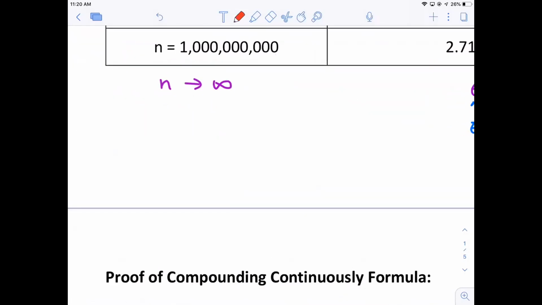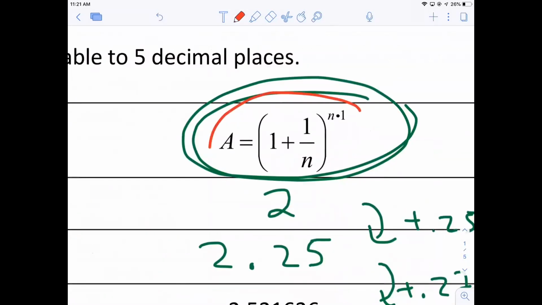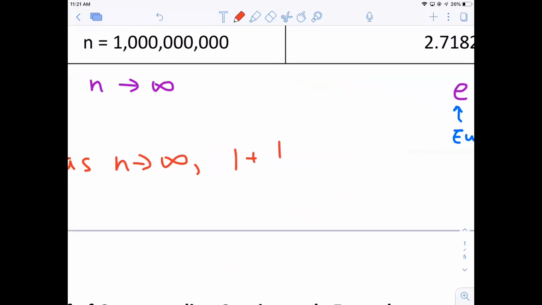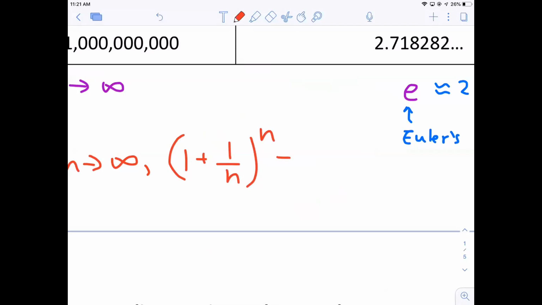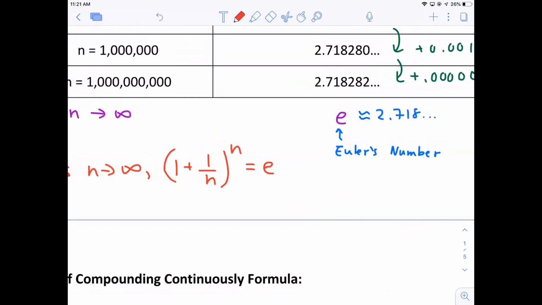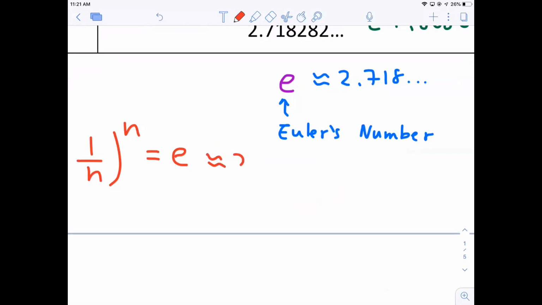So in other words, we can say as n approaches infinity, well, what were we doing? We were plugging into this over here, right? 1 plus 1 over n to the n. We can say as n approaches infinity, 1 plus 1 over n to the n power approaches this value of E. And in fact, we can say it's equal to E if you want, when n is infinity. Right? And that again is around 2.718, something, something, something.